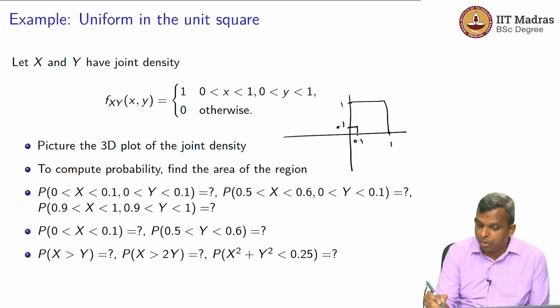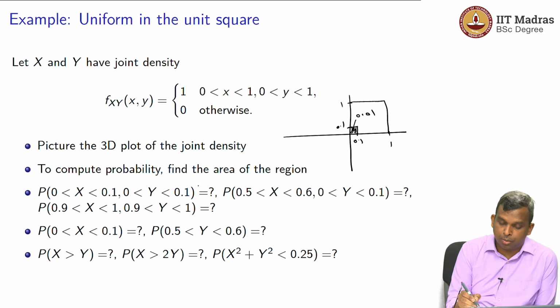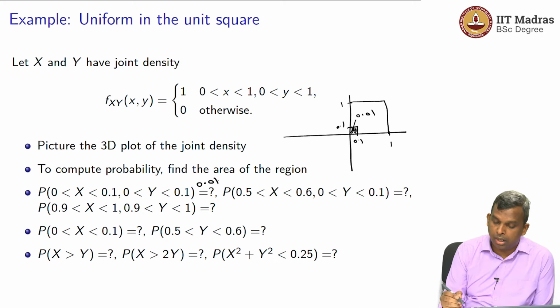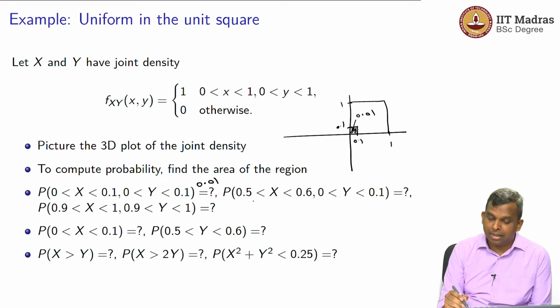And x has to be between 0 and 0.1, so this is the area that we are interested in. So this area is just 0.01, isn't it? So this guy is 0.01, okay? And next there is the other area, 0.5 to 0.6 and 0 to 0.1.